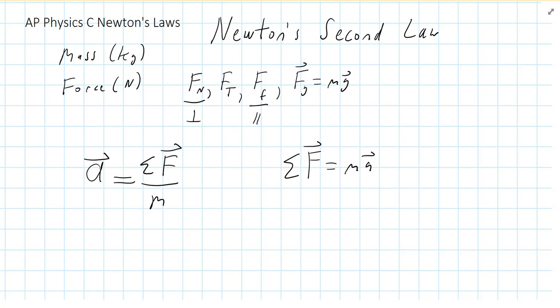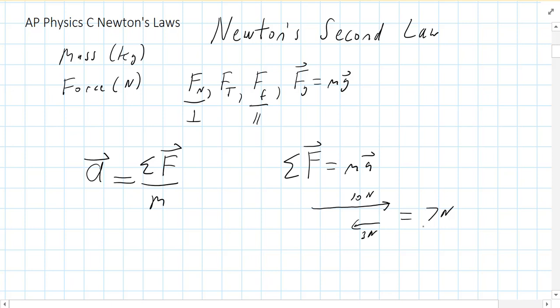Now, a quick reminder what net force means. A real simple example: let's say I had a force of 10 newtons to the right and a force of 3 newtons to the left. If I were to vectorially add those forces, that would be 7 newtons to the right.